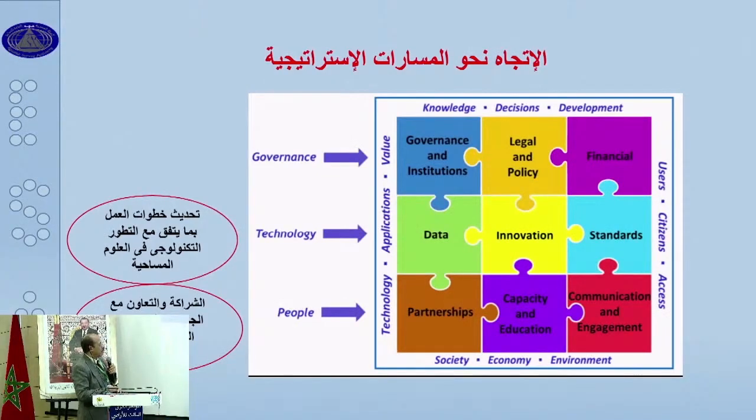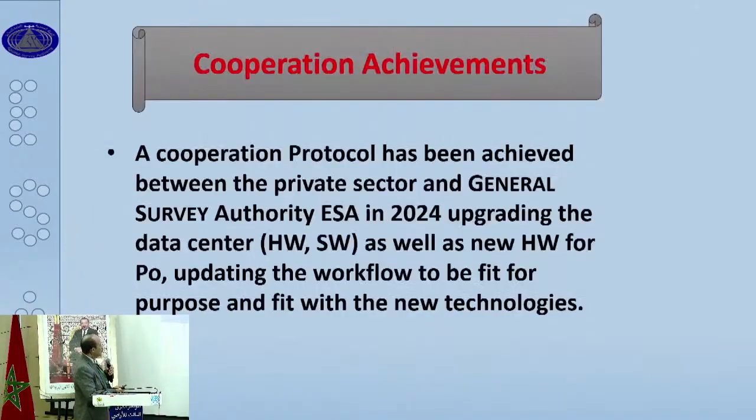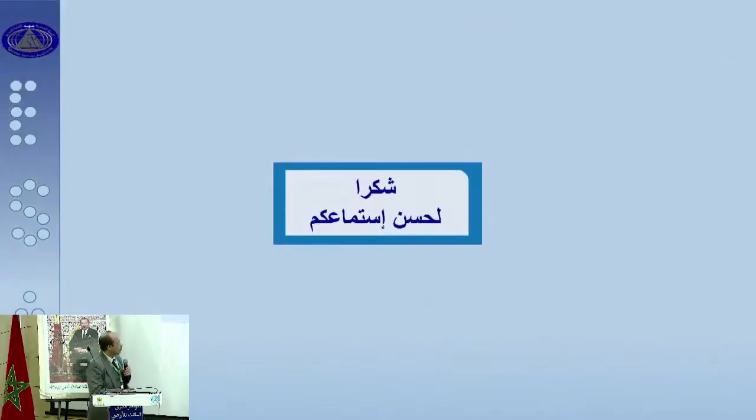Also among the things that we established is to contribute to the technological development and the strategic aims that are set by the UN. How can I implement, not only implement, but also enhance them? So, the cooperation that was made with the private sector by providing a data center and the software, and also to bring new equipment to the branches, and also to update the workflow that will fulfill my needs in terms of technological transition.